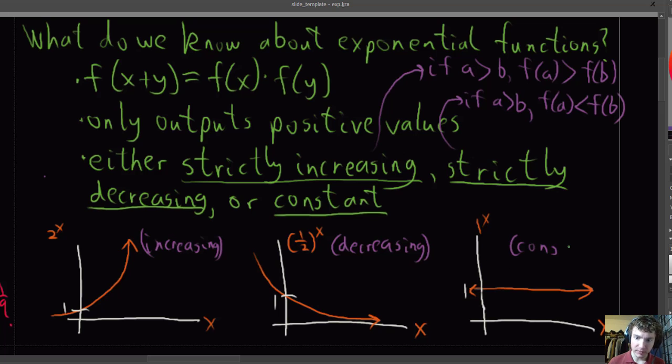And now the only example of a constant exponential function is the function 1 raised to the power x. When you take 1 and raise that to any power, it's always going to return 1, because 1 is the multiplicative identity. So this is our wish list. We know that the exponential function on the rationals, which we just saw how to construct, has these properties. So now we're going to ask that when we extend it to a function on the reals, it still has these properties.